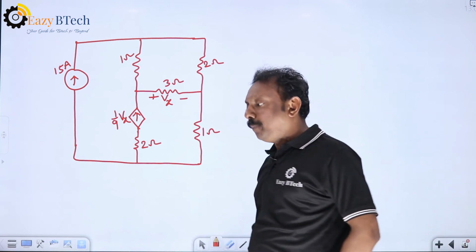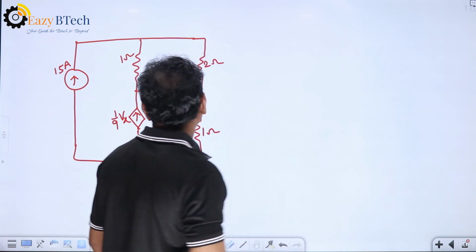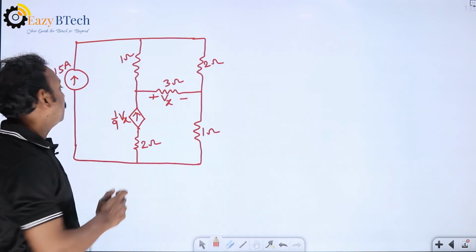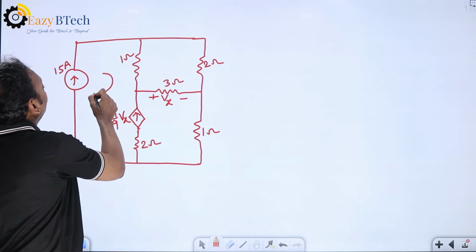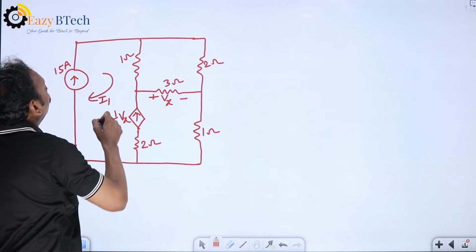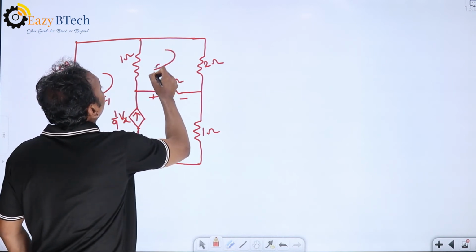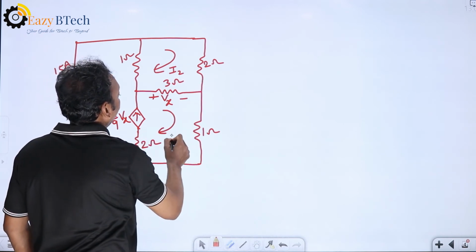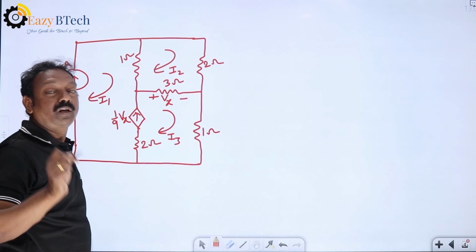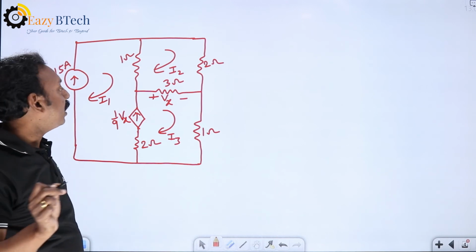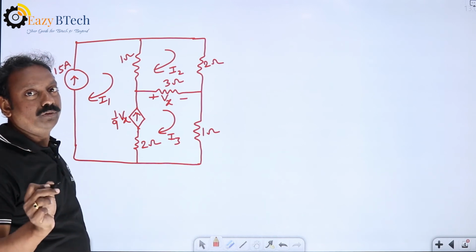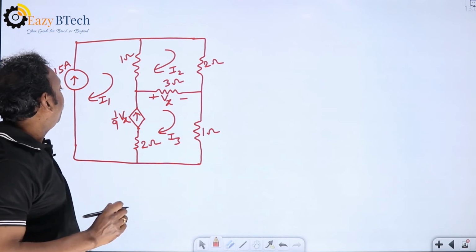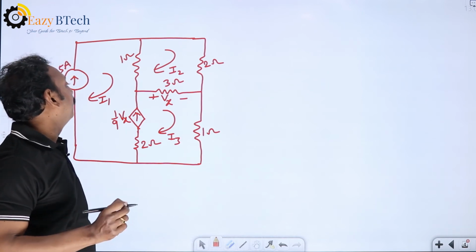So apply our procedure. How many loops are present? Three loops are present. This is the first one, I1. This is the second loop, I2. This is the third loop, I3. Always assume clockwise direction. Now, here, how to write the loop equation?